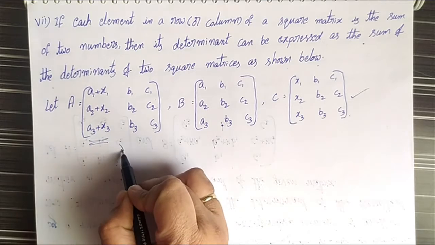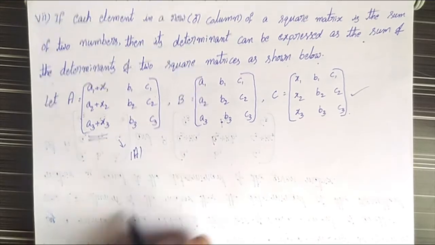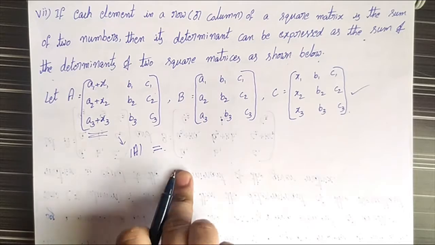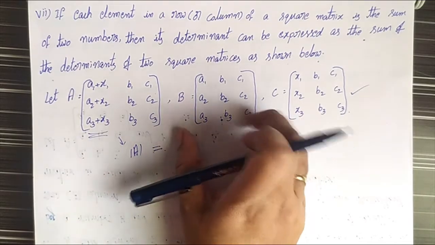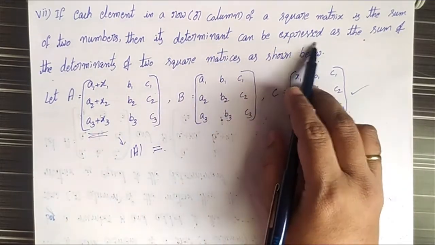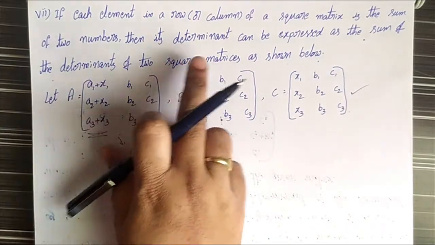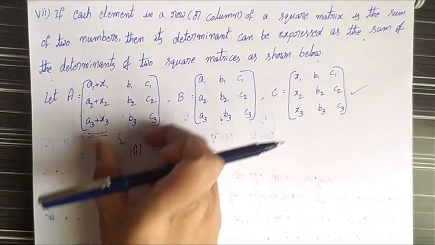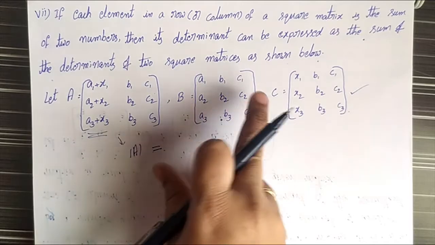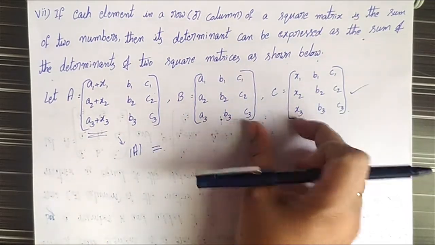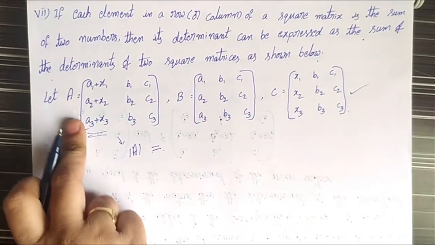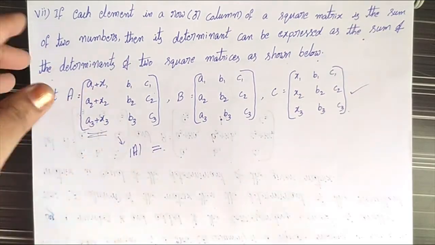Then for finding this matrix determinant, it can be expressed as the sum of determinants of two square matrices. That means the determinant of this sum matrix is equal to the sum of the determinants of the two matrices.